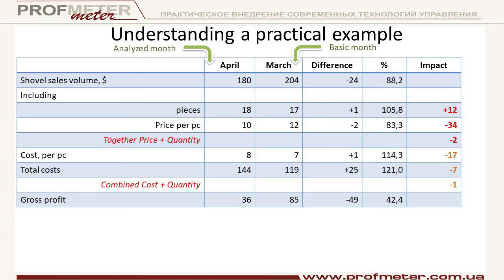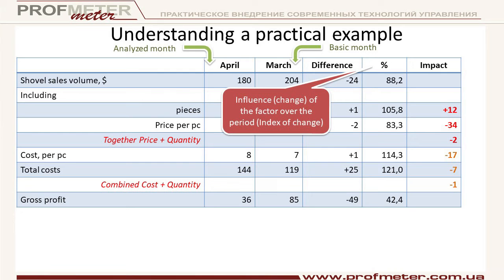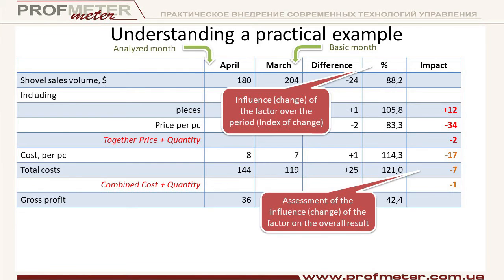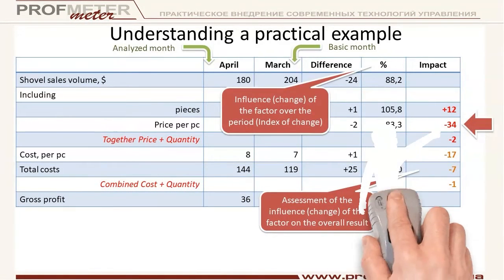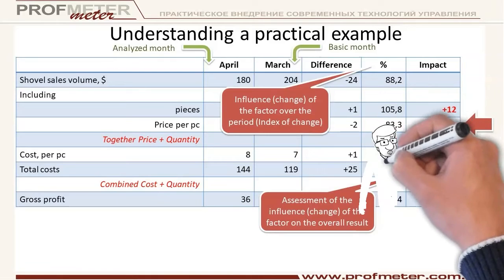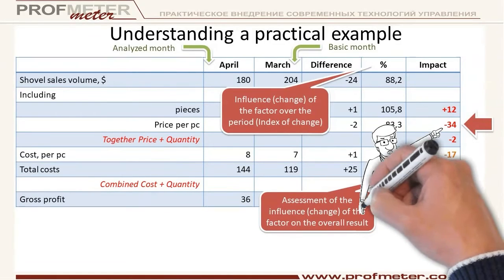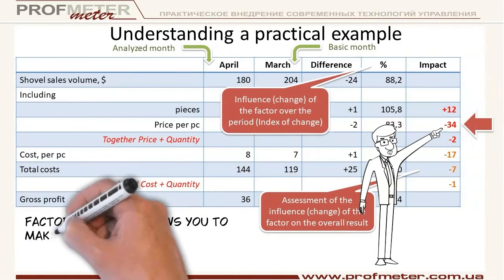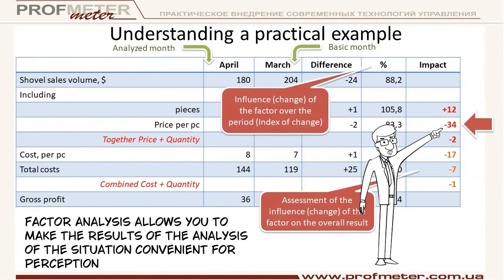Let's look at the final table. We have decomposed the influence of each factor in relative value and in absolute value. Now, you can clearly see which factor and how much influenced the change in the situation. And the manager, or owner, is absolutely clear what to do in the first place. That, in fact, is the main point of factor analysis. Now you know it, you know how.